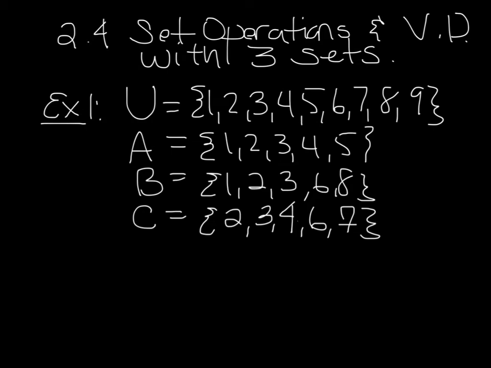Okay, so in 2.3, we worked with set operations and Venn diagrams with two sets. So now the only difference is we're going to work with three sets. And so I have written the universal set already, the first 9 natural numbers. And I wrote 3 subsets, A, B, and C. And the following, let me go ahead and write that down.